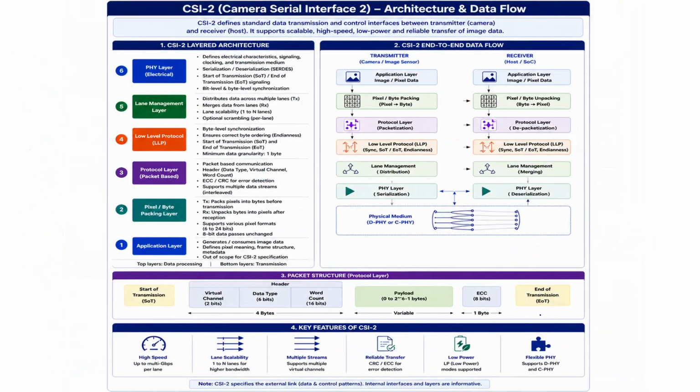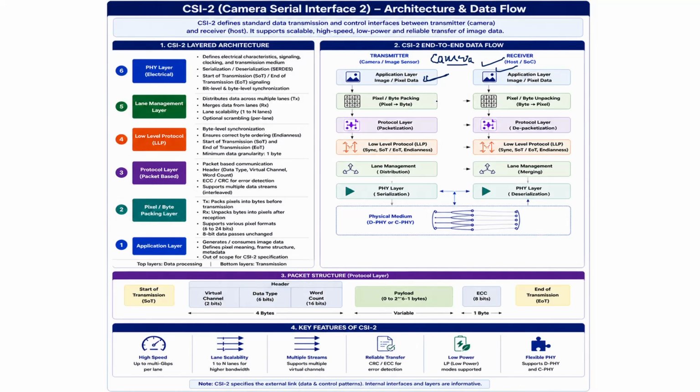Similarly, this is the architecture of CSI, the camera serial interface architecture, and how the data will be flowing. Here we have the application layer. The application layer captures the camera image, whatever the camera is capturing, and in the receiver side it consumes the image. That is the purpose of the application layer.